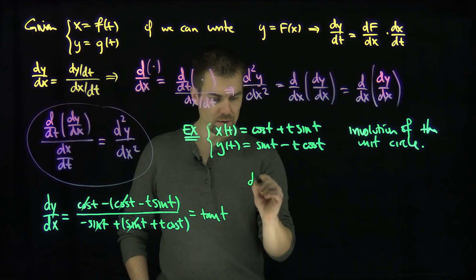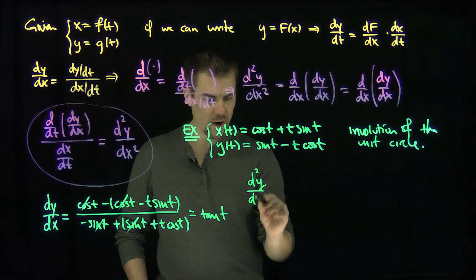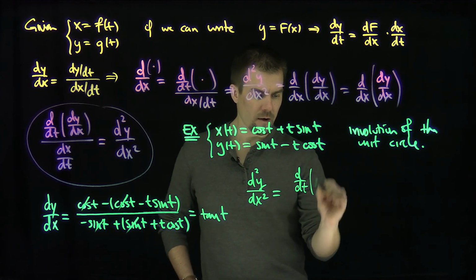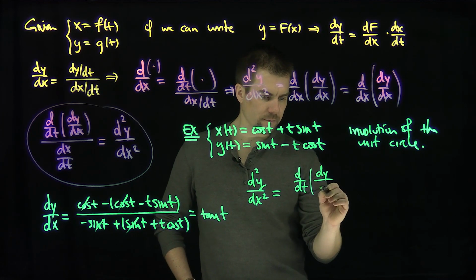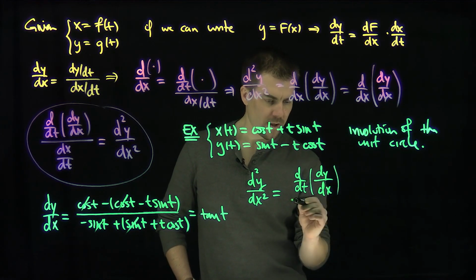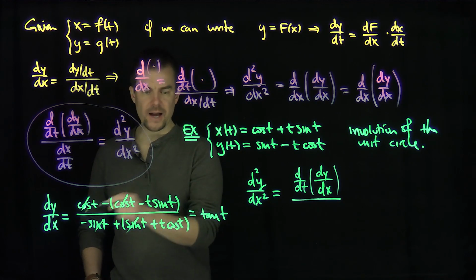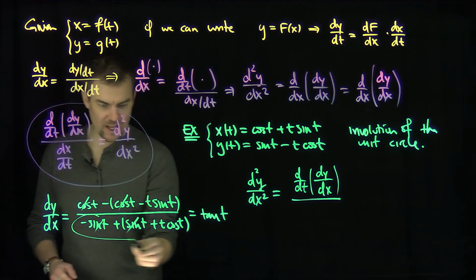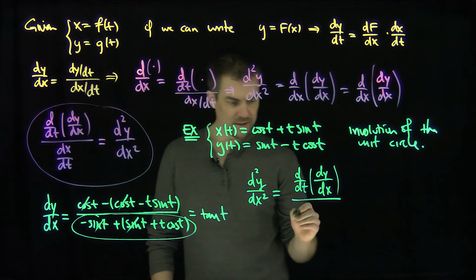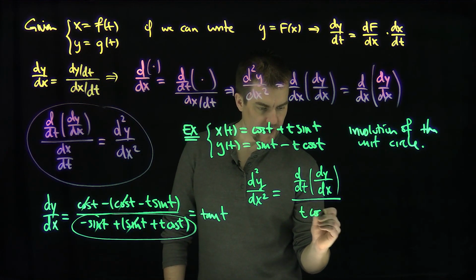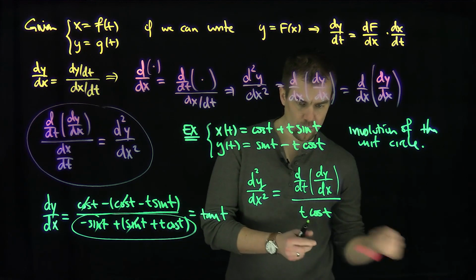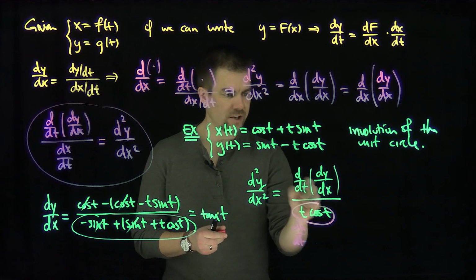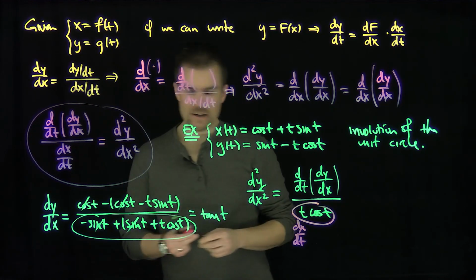Now let's do the second x derivative. So d squared y dx squared, by our rule, is going to be the t derivative of the y derivative divided by the x derivative. Of course, the x derivative is down the bottom. What is dx dt? dx dt is exactly what's right over here, which is t cosine t. So I've done the t derivative of the y derivative and divided by dx dt.